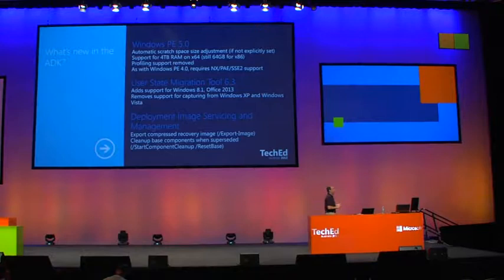There are also some minor changes to the deployment image servicing and management tool, also called DISM. These allow you to do things like export a compressed recovery image. There's a new export image option to do that. More importantly, there's a new option that allows you to clean up your existing OS. So let's say you have a Windows 8 OS, and you install an update to Windows 8. And it updates one of the components. Let's assume Internet Explorer. The component gets updated. So the original OS had version 1. The update installed version 2. Now you install another update. You now have Internet Explorer version 3 components in the OS.